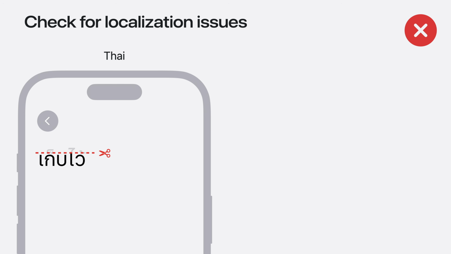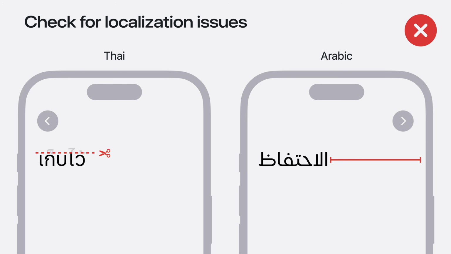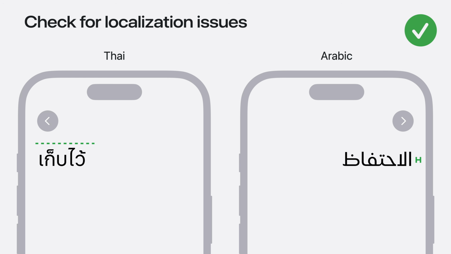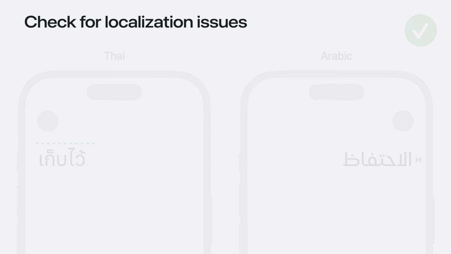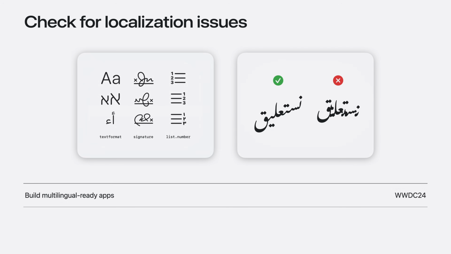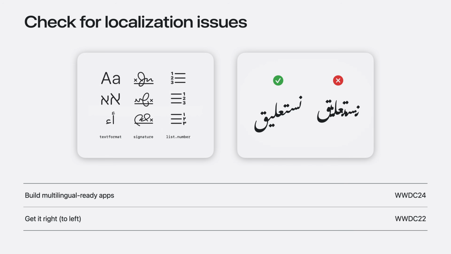You can use this technique to check for all kinds of issues that might crop up with different languages, including vertical clipping of text for tall languages like Thai, or incorrectly aligned views for right-to-left languages like Arabic. This tight feedback loop is extremely helpful for catching and fixing issues as you develop your features. To learn more about techniques and APIs for addressing issues around text layout, formatting, and more, watch Build Multilingual Ready Apps and Get It Right to Left.